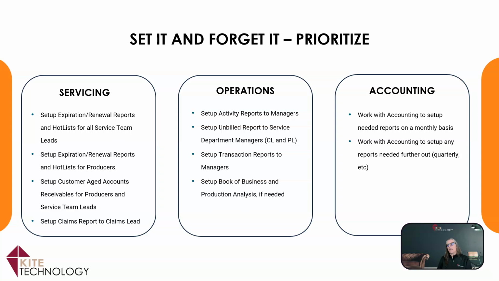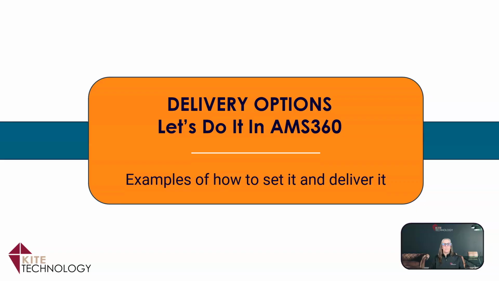On the operations side, you could set up activity reports that go to managers to have oversight on what activities are being set up or processed. You can set up unbilled reports to go to your department managers to keep an eye on those policies that are not being invoiced that have zero premium in them. You could set up transaction reports to managers. You could set up book of business reports and production analysis reports, whatever is needed. And on the accounting level, there are so many reports available to accounting, they should not be running any manual reports or very few. So your delivery options vary as well.